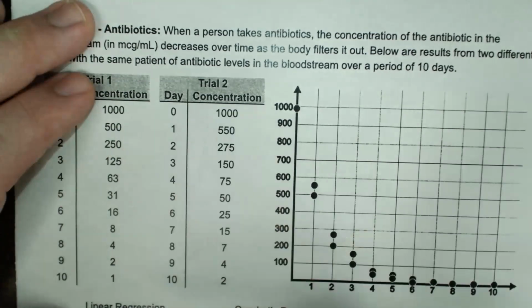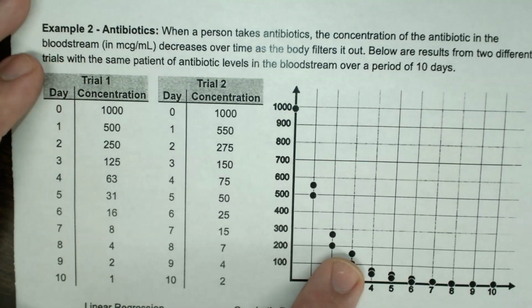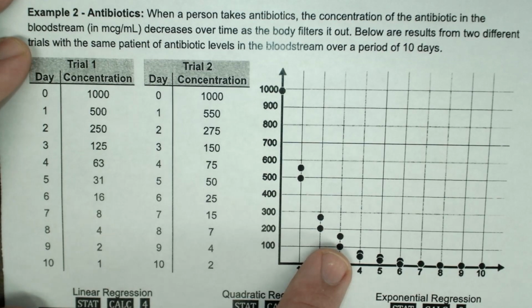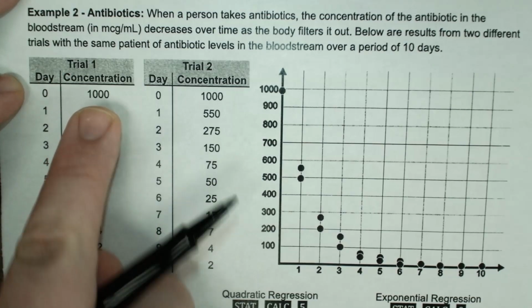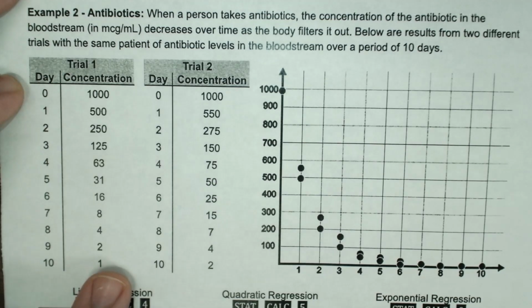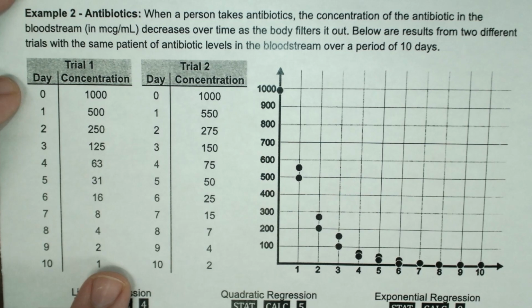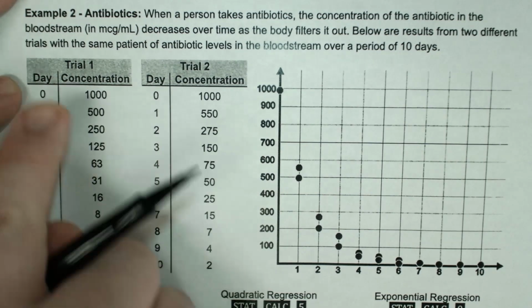But what I do have is a scatter plot of all these points. Now, you can see this scatter plot is kind of massively scaled on the y-axis because it had to go all the way up to 1,000 and all the way down to basically 0. But on the x-axis, I just went from 0 to 10 because it's just over a period of 10 days.